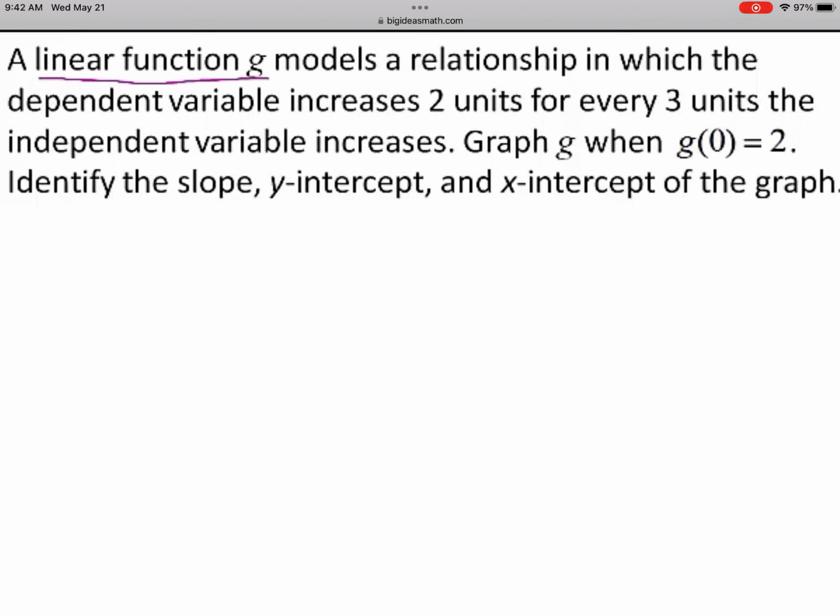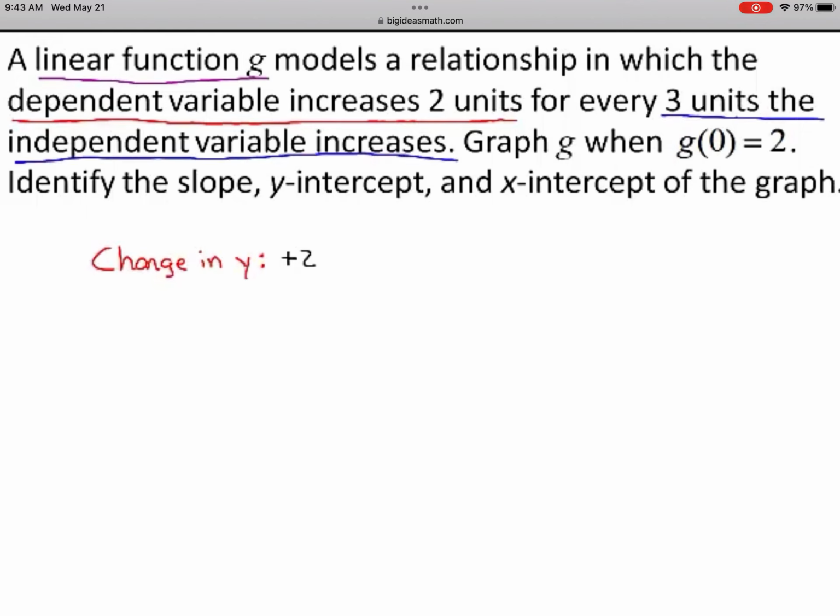To graph the function, you first want to find the slope. When the dependent variable increases by 2 units, the change in y is positive 2. When the independent variable increases by 3 units, the change in x is positive 3. So the slope is 2 divided by 3, or 2/3.